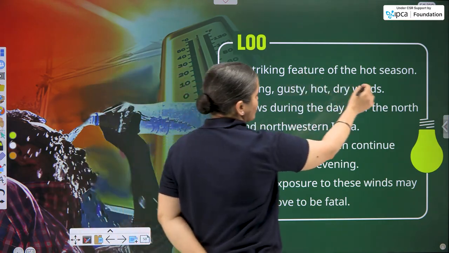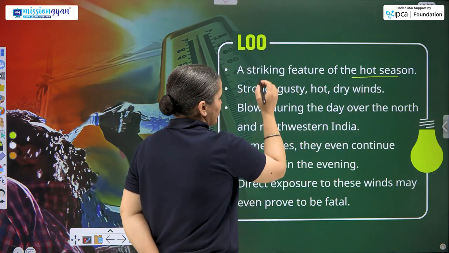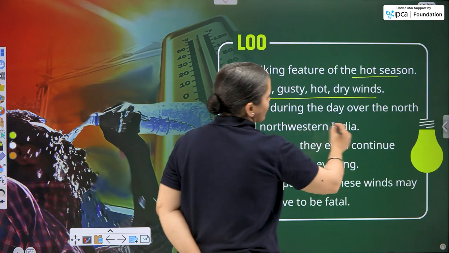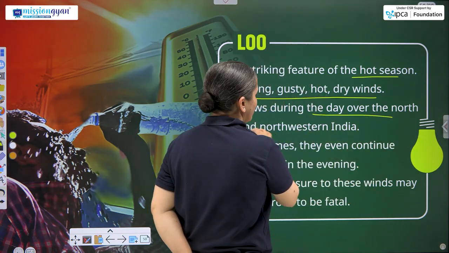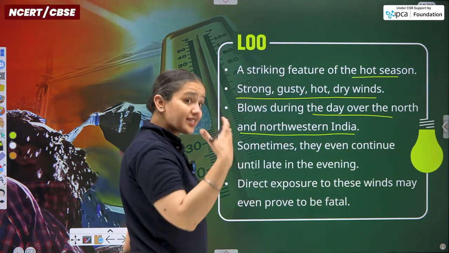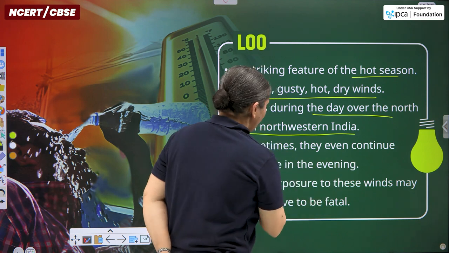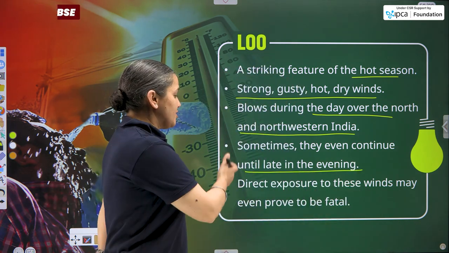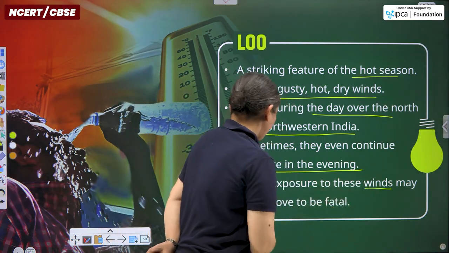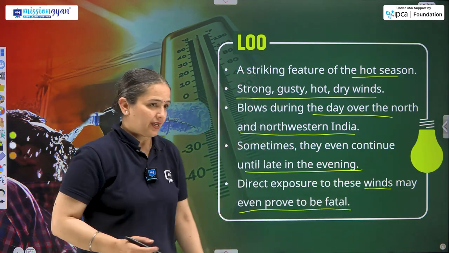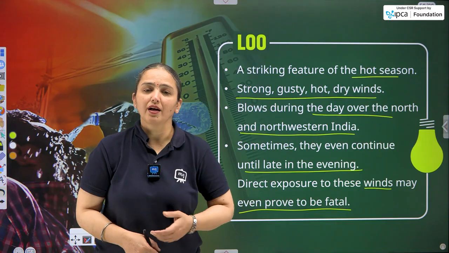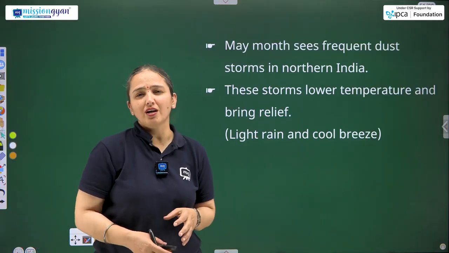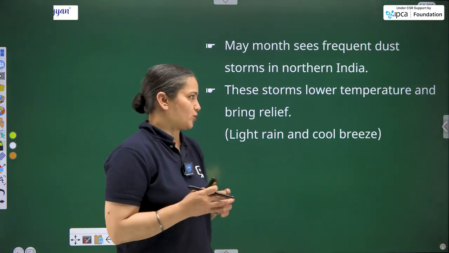A striking feature of the hot season is these strong, gusty, hot and dry winds. They blow during the days over north and northwestern India. Sometimes they even continue until late in the evening, till 6 or 6:30. Direct exposure to these winds may even prove fatal, dangerous to life. Many people die due to the effect of the Lu because it is so harsh and hot.